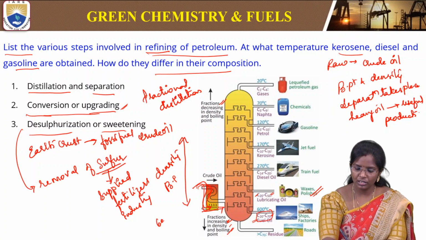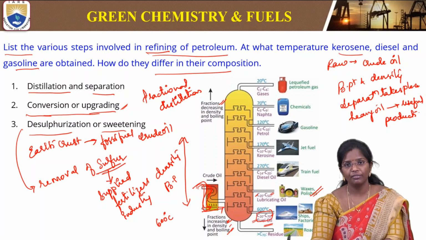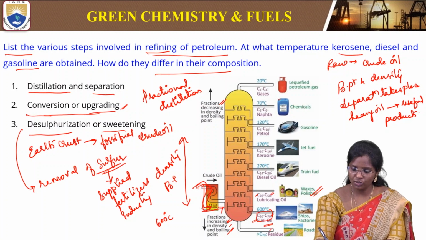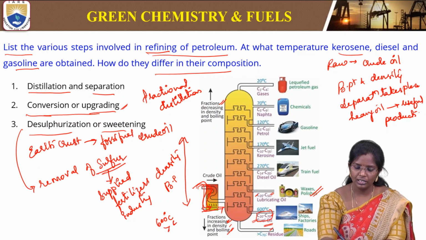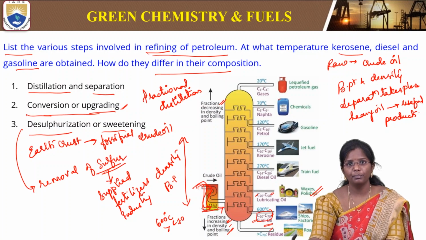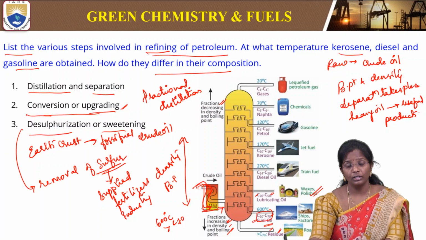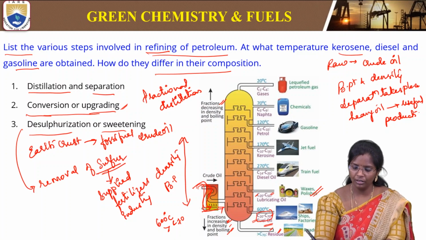So the temperature is around 600 degrees centigrade, and it is a fuel oil, and the residue will have greater than C70. That is why it will be very thick. So bitumen is very thick. The example is tar that will be used for laying roads.